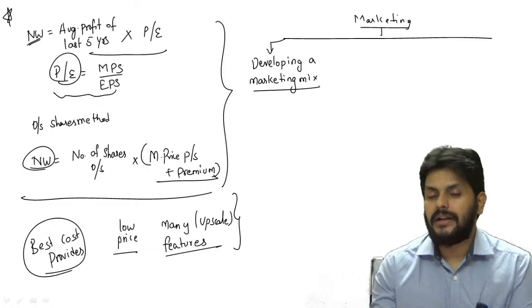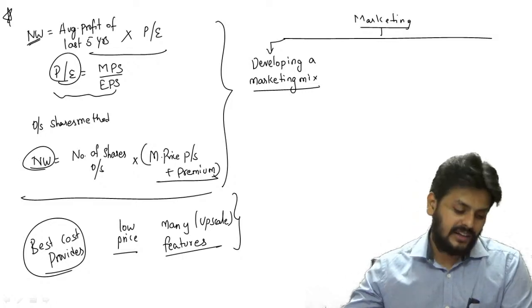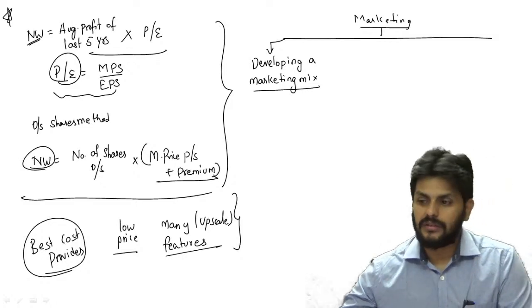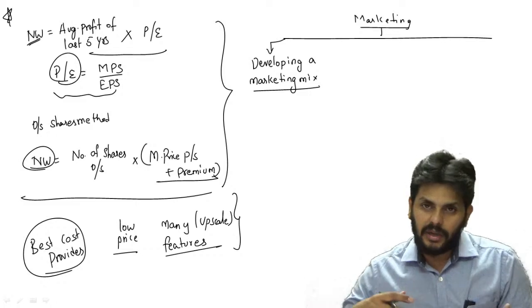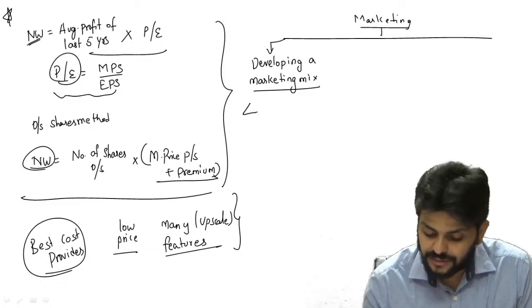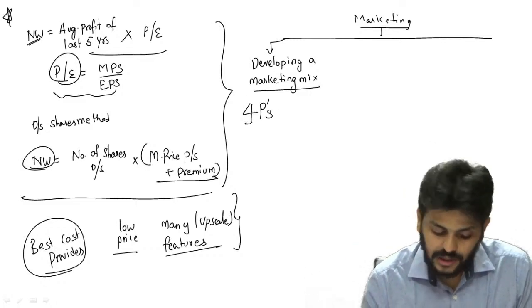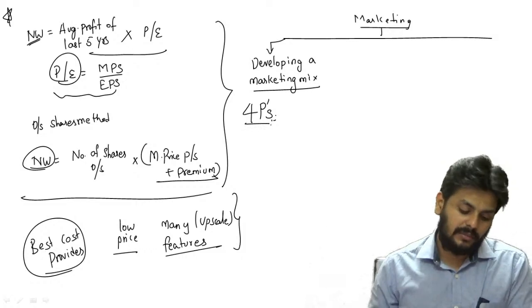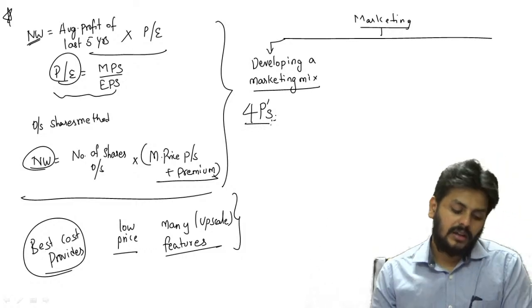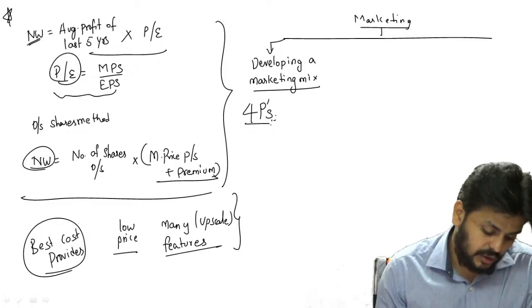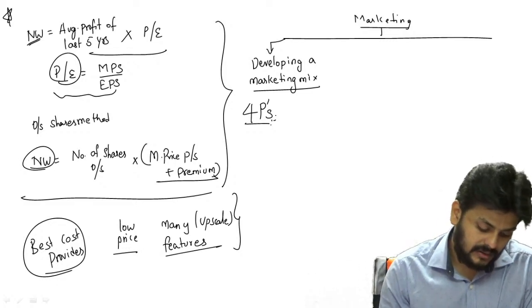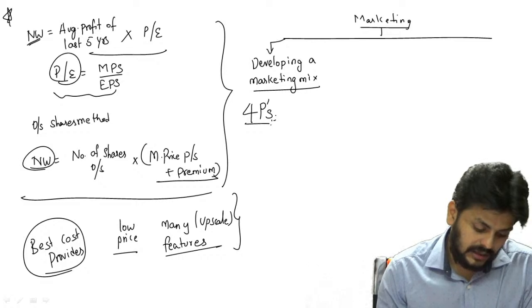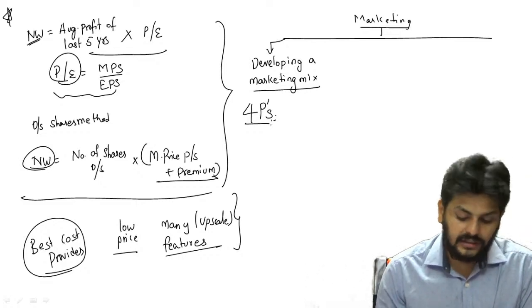Developing a marketing mix. Anybody interested in telling me what are the 4 P's? While developing a marketing mix, the right mix comes out of the 4 P's. What are the 4 P's involved is my question. Okay, you can already start seeing some answers. Very good. Okay, that's nice. A lot of people are getting this one right.